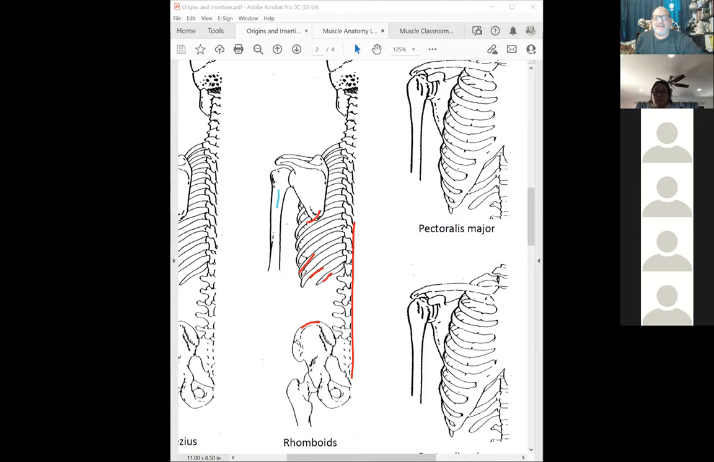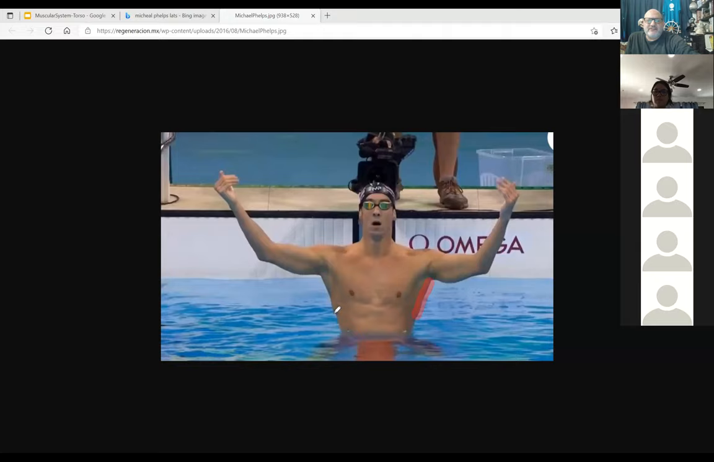So when you look at someone like Michael Phelps, he basically has bat wings, right? Where we can see his latissimus dorsi coming out to the sides as he's doing that. So he's a very prominent, powerful swimmer, and he has very pronounced latissimus dorsi. And as we've learned since, he also has a very well-developed sternocleidomastoid. All right, questions on that?